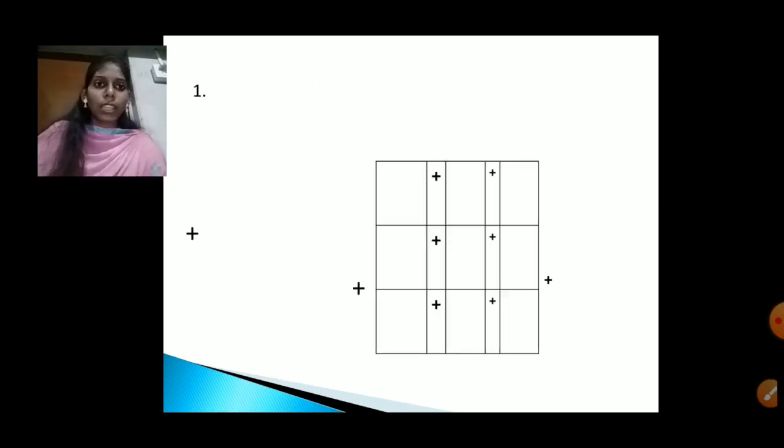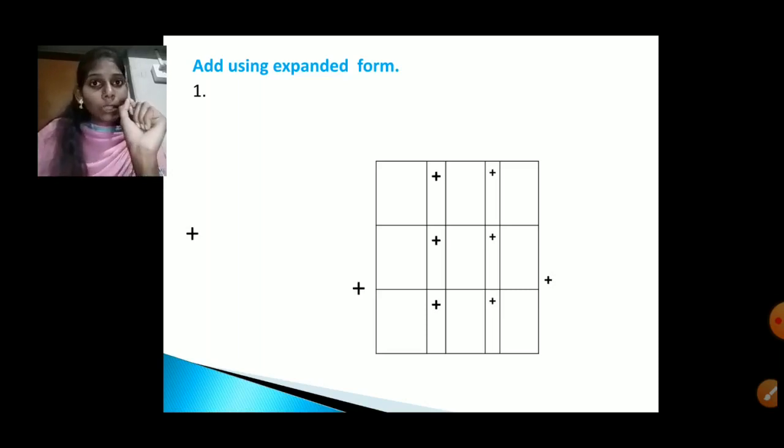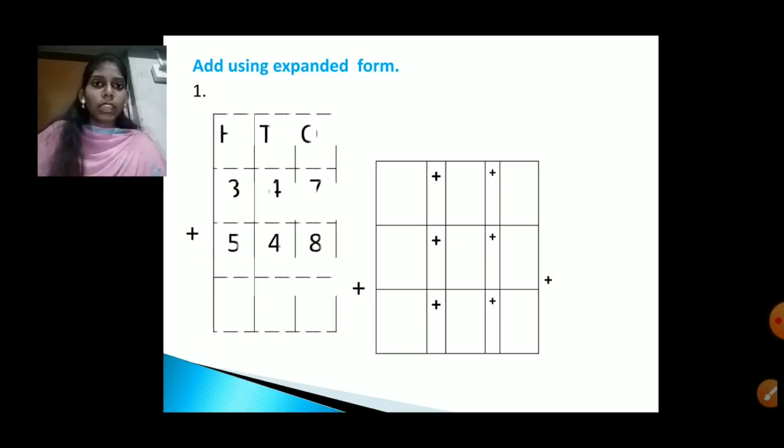Okay. Now next sum. Add using expanded form. Here you have to use expanded form. Do you remember expanded form? Yes. So you have to apply it here. Okay. Now first see the question.